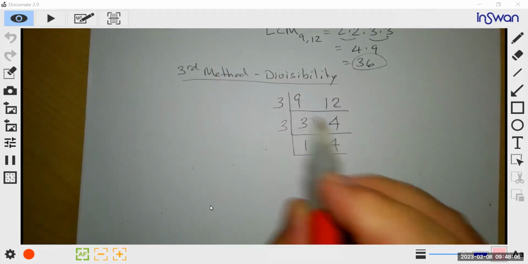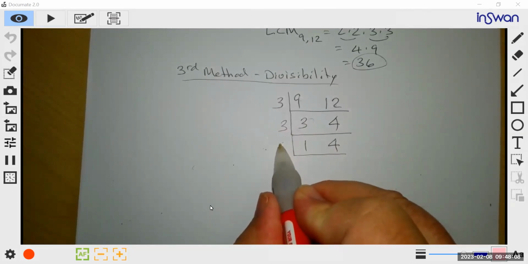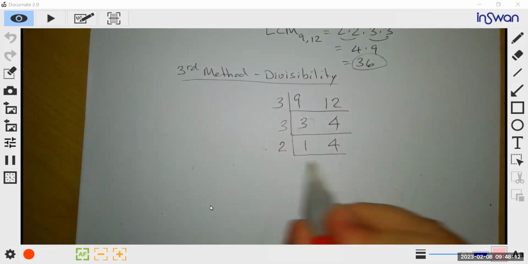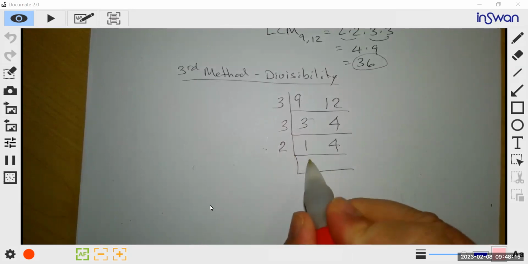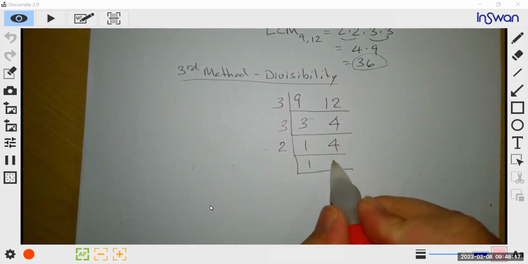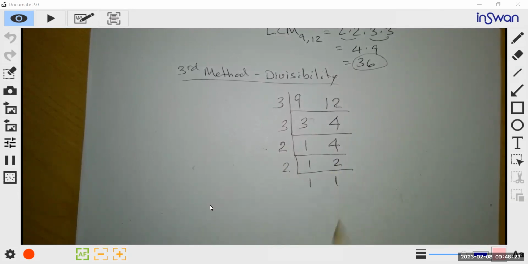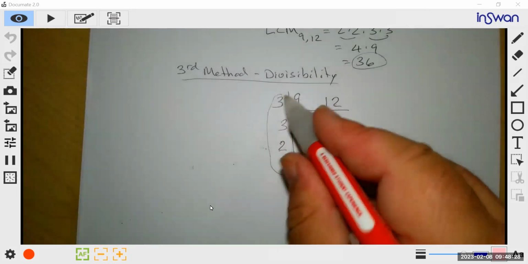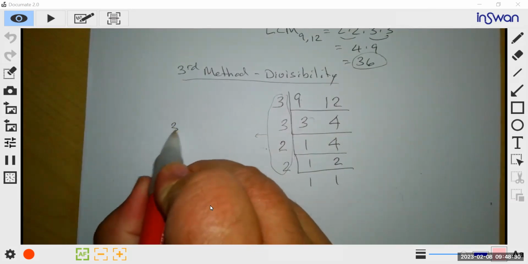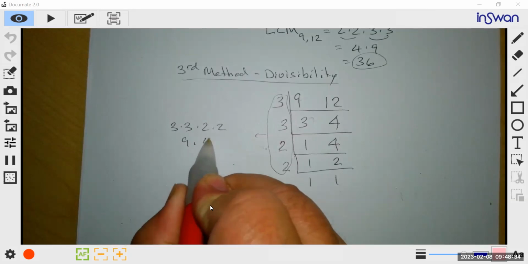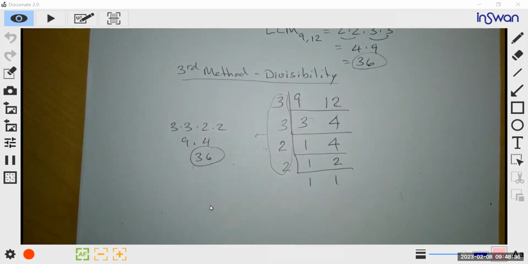The smallest number that fits into 4 is, you say 4, but let's do it the long way. So 1 just goes into 1. 2, 4 divided by 2 is 2. And then likewise, 2 divided by 2 is 1. So I multiply all these numbers. Nine times 4 is 36.